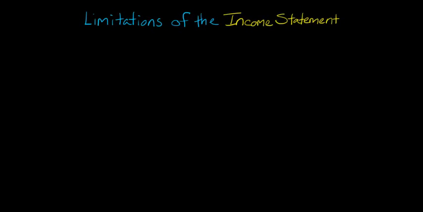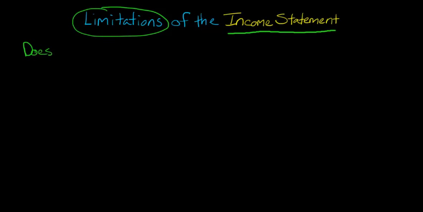In previous videos, we discussed what an income statement is and why it's a useful tool in evaluating a firm's performance. But we need to discuss the other part: there are some limitations to using an income statement. It's not a perfect measure of a firm's operations, and there are some important reasons why. First off, an income statement does not measure everything that is going on at the firm. There are a lot of things that are not captured in an income statement.